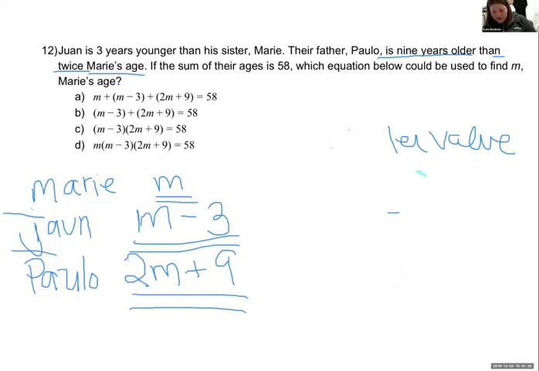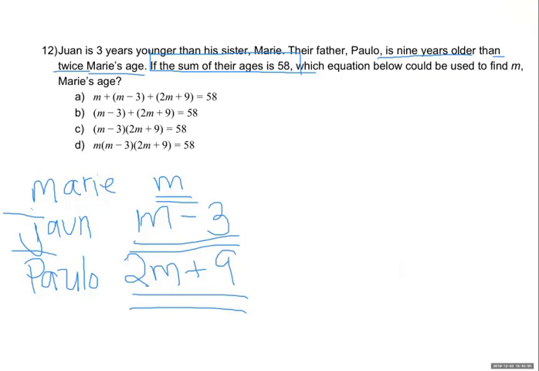Now we can do what they've asked us to do, which is what? It says the sum of their ages is 58. What does sum mean? The overall answer when you add. Sum means an addition expression or an answer when you add. Absolutely. So what I'm asking you to do with these ages is to add them, to sum them.